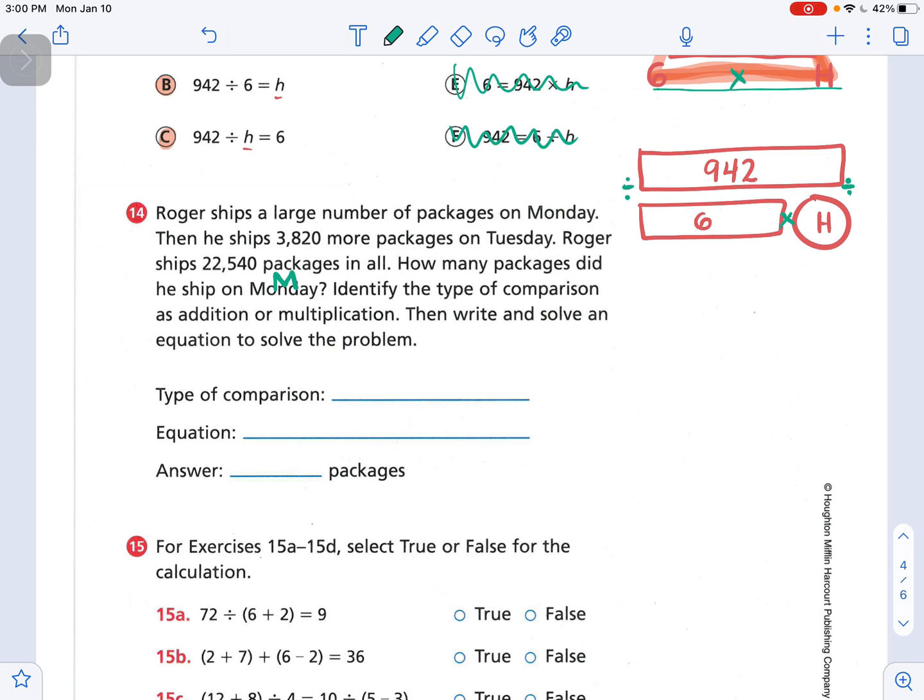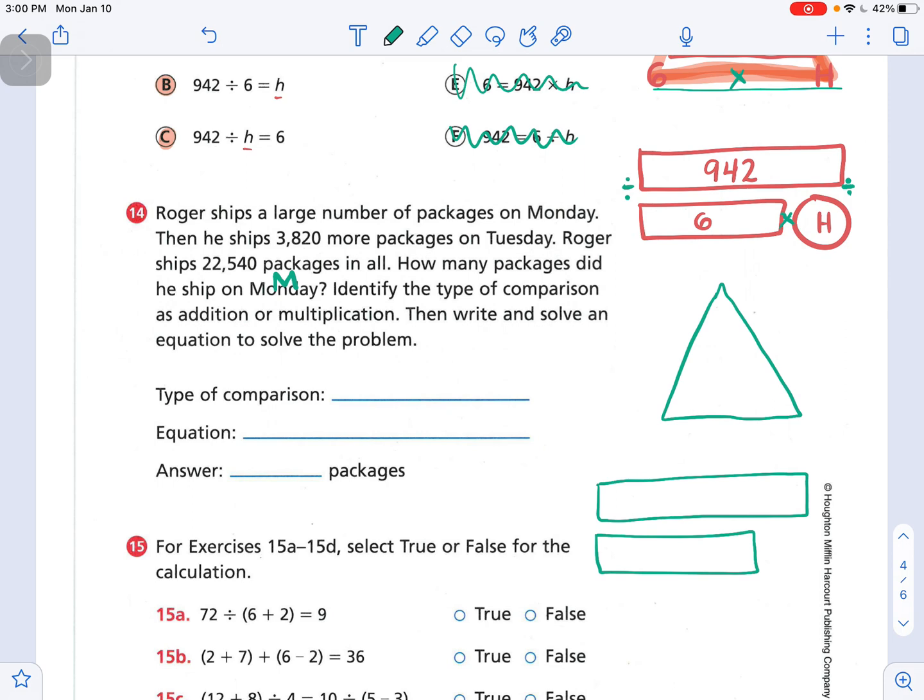Just like we did in the word problem above, I'm going to draw my break apart drawing to help me build my equation correctly. Same thing, you could also do a comparison bar for this. It says Roger ships a large number of packages on Monday. He then ships 3,820 more packages on Tuesday. I know when I see that more or times as many, it's going to go in my circle in my comparison bar. So if you did do a circle on your comparison bar, you'd put that there.